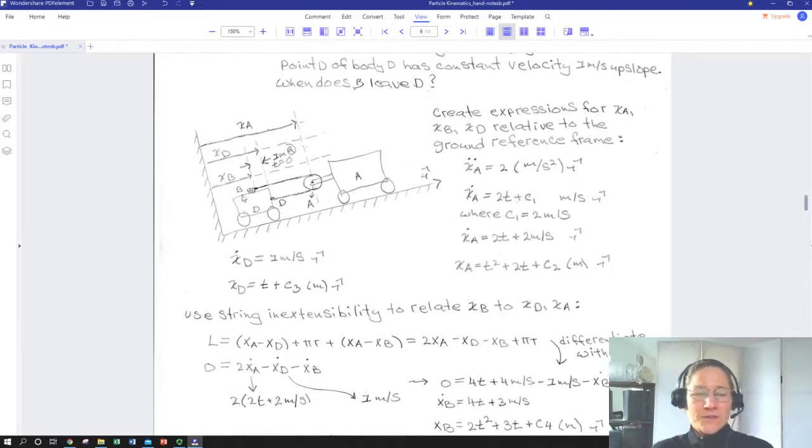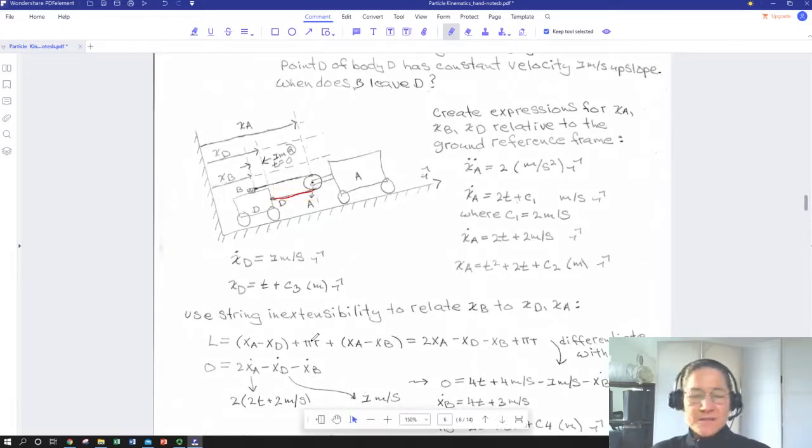All right, so we're just going to start at point D, and we're going to add up to the string length. So if we go from D to A, x_A minus x_D is this length right here. Then I'm going to add a pi r to go around the pulley up to here. And of course, that's constant. r is not changing with time. The pulley's not getting any bigger or smaller with time. And then we have x_A minus x_B completes this length. So there's the whole length of the string. It's not changing one bit.